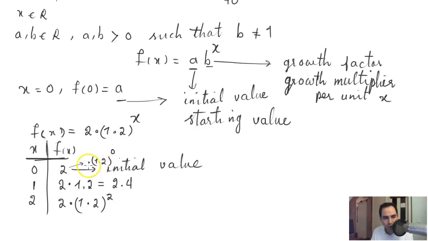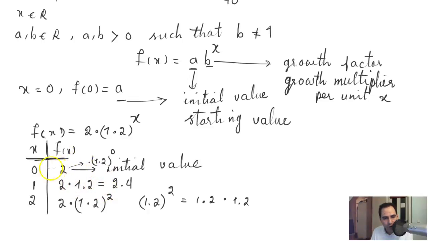So comparing this output to this output over here, ignoring the output in the middle, you can see that for 2 units of change here, the growth multiplier has caused the growth factor to be multiplied into the output of the function two times. So 1.2 raised to the second power means 1.2 times 1.2. So it's been multiplied into the output of the function 2 times.